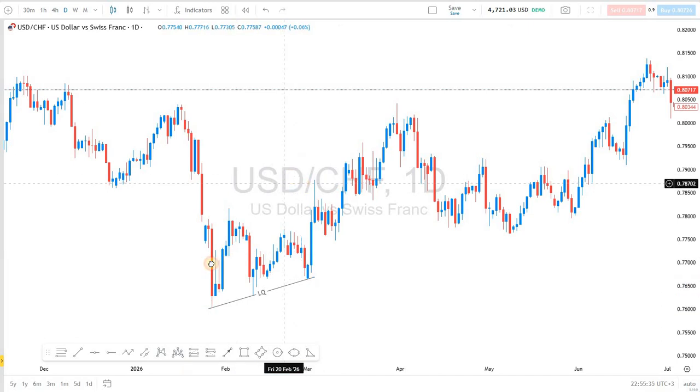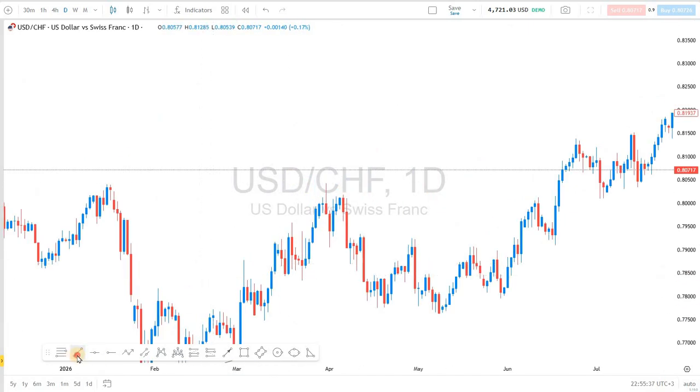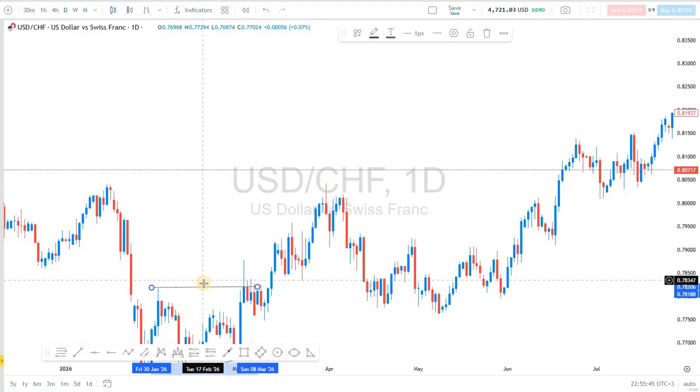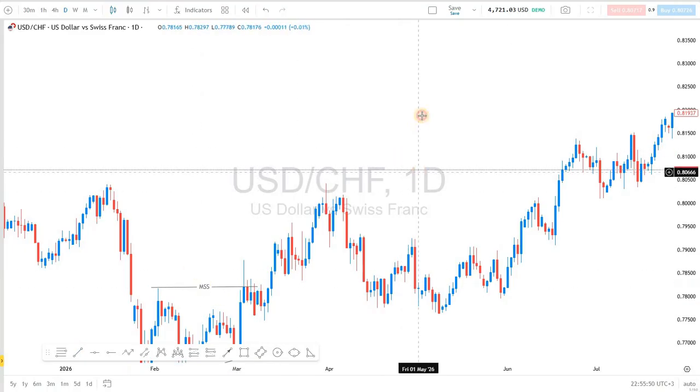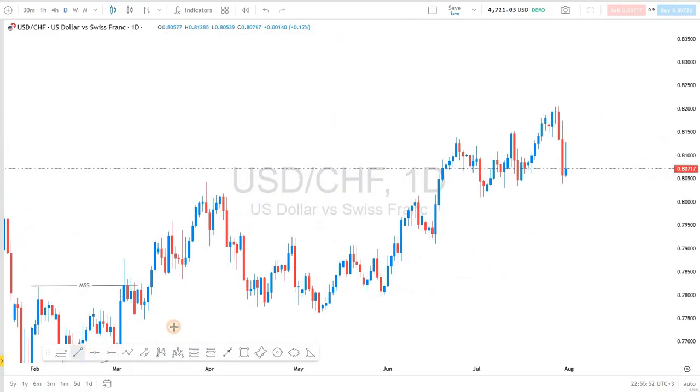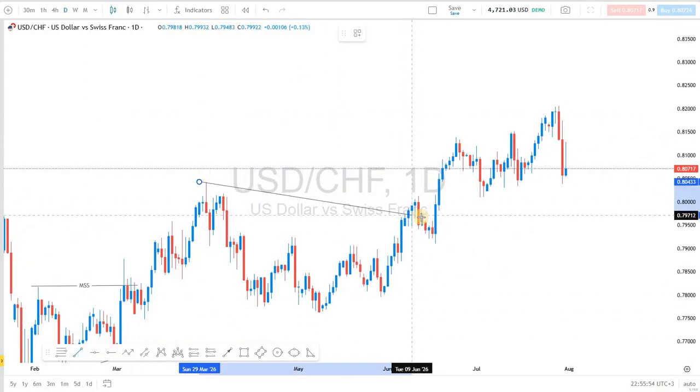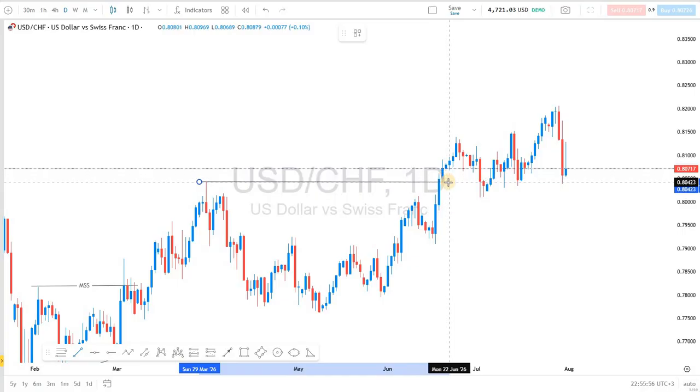And then we have a market structure shift. This is a market structure shift. And we have a break of structure. This is a break of structure.